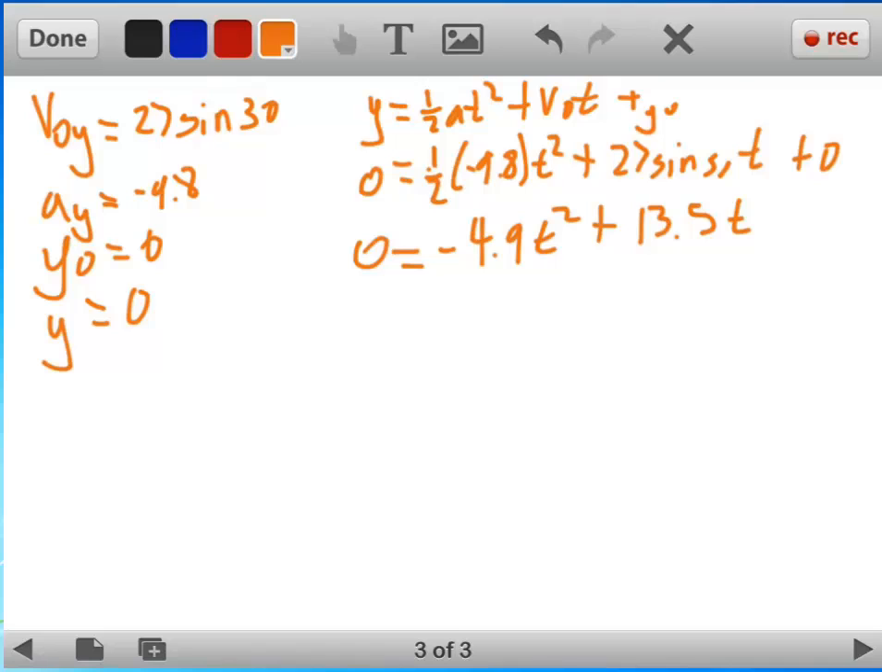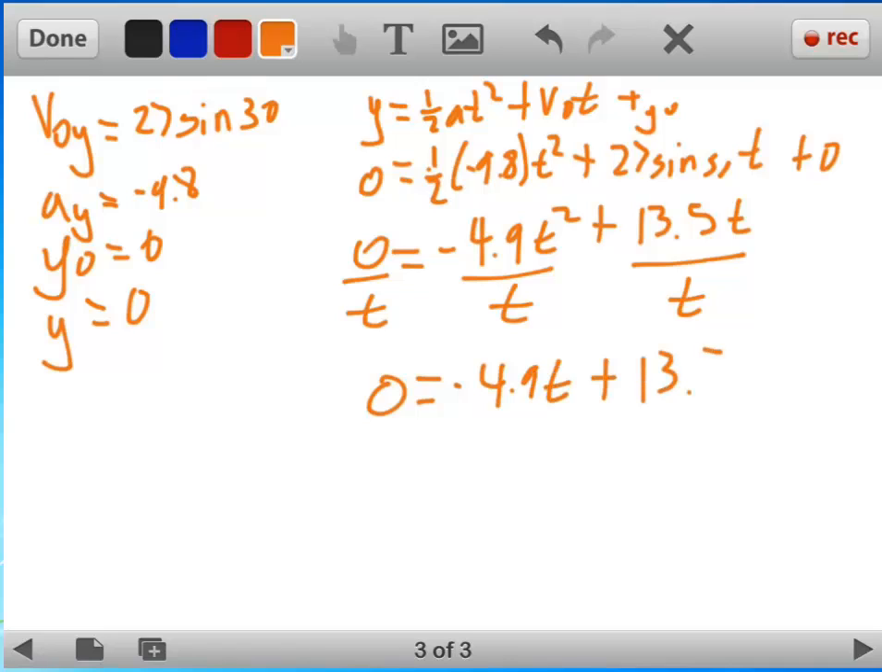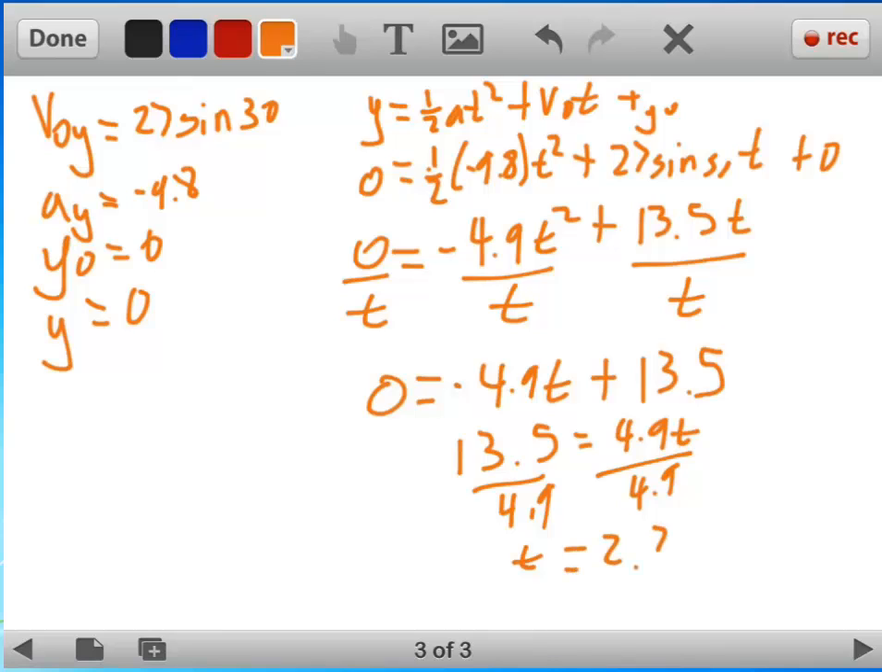Okay, now you could use the quadratic on this, but there's no reason to, right? I can divide this term by t, I can divide this term by t, I can divide this term by t, and I get 0 equals negative 4.9 t plus 13.5. Okay, and so I can subtract over that 13.5, get 13.5 equals 4.9 t, divide by 4.9, divide by 4.9, and t is 2.76 seconds. Okay, so the hang time for this ball is 2.76 seconds.